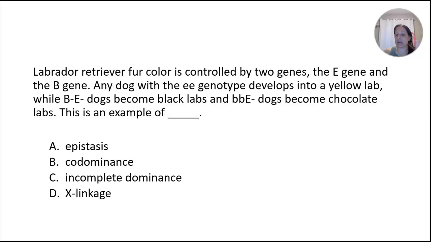Okay, so that is an example of epistasis because the E gene controls the expression of the B gene. It all depends on what's there for the E gene. Without a dominant E, you can't get color. Okay, so again, this is an example of epistasis, which is A.